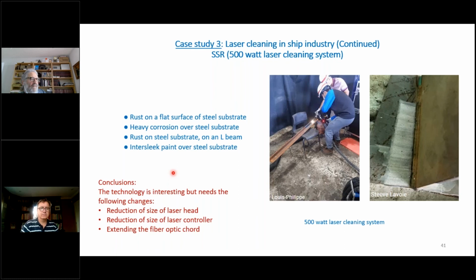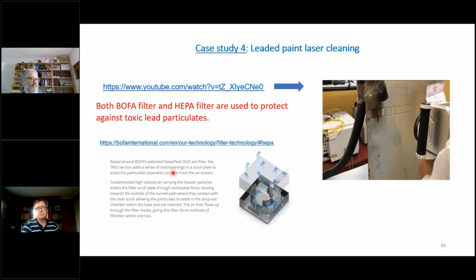All of these were cleaned successfully, but at the end, we got some feedback from the managers of Irving that they would like the reduction of size of laser head, reduction of size of laser controller, extending the fiber optic cord, and actually coming up with faster and better recipes. So some modifications are required before the Navy could use this.